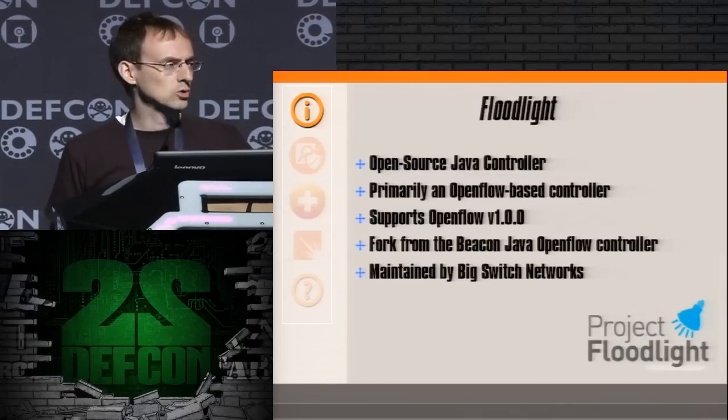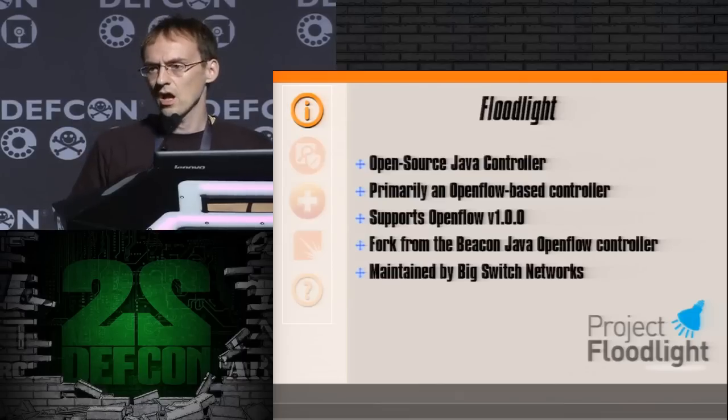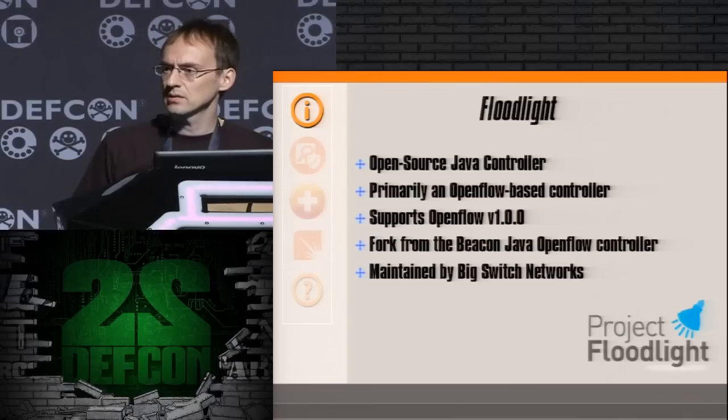Floodlight is an open source Java controller. It's primarily an OpenFlow based controller supporting version 1.0. It's a fork from the Beacon Java OpenFlow controller maintained by Big Switch Network. So one outfit is behind this.